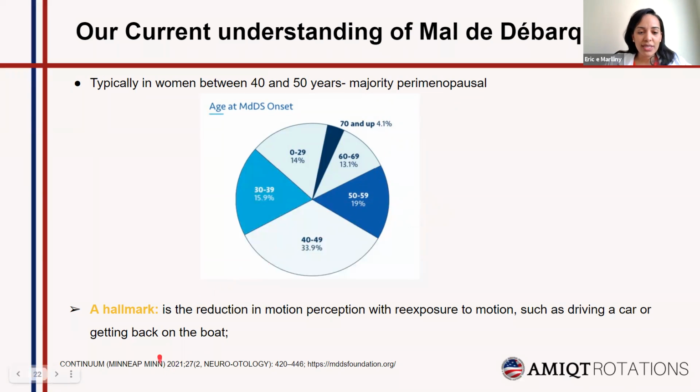The hallmark of the disease is the reduction in symptoms with re-exposure to motion, such as driving a car or getting back on the boat. So the patient feels better when he is doing exercise, when he is moving.